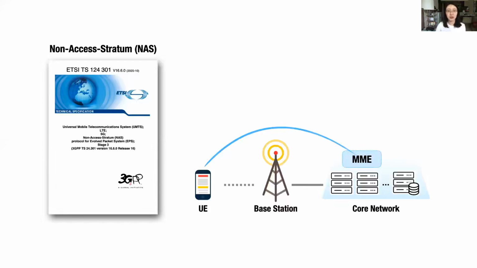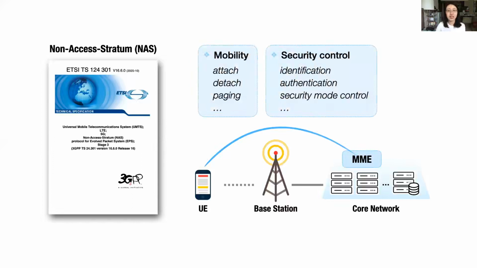The NAS provides several procedures for mobility and security control when the UE is using the network. For example, in order to manage a UE's mobility, there's an attach procedure. It is used to build a connection to a network from the UE. And there's the detach procedure that is used to release the connection. And when the UE is in an idle state and the MME has information to send to it, the NAS provides a paging procedure. For security control, the NAS also provides several procedures, for example, the identification procedure, that is used for the network to request a user's identity.